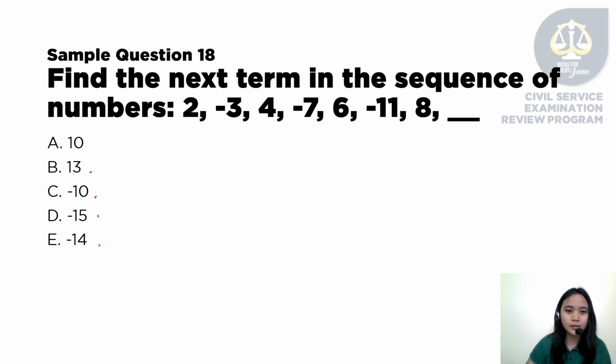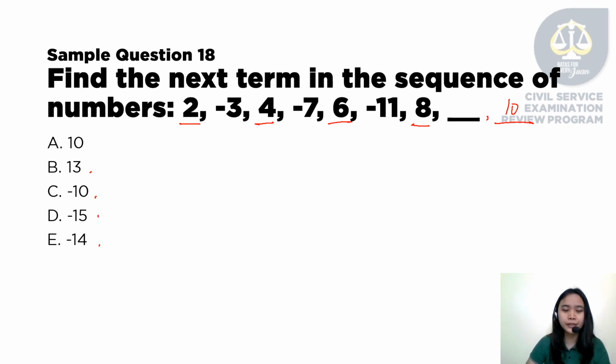So, kung mapapansin nyo, nag-alternate yung positive and negative. So, tingnan natin yung mga positive numbers. That is 2, 4, 6, 8. That is nag-add ng 2. So, therefore, yung susunod na number, obviously, ay 10. Pero ang kailangan natin ito.